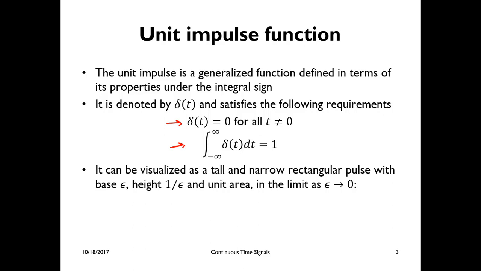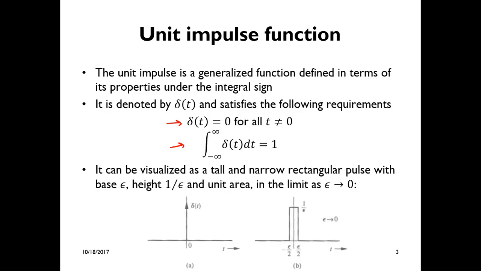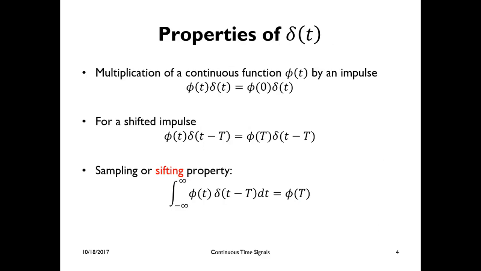So I can visualize my impulse as simply a rectangular pulse with a base or duration of epsilon, an amplitude or height 1 over epsilon, and it has unit area, and I consider the limit as epsilon goes to 0. So this would be the visualization of my impulse function in terms of a rectangular pulse. A few important properties of the impulse function are as follows.